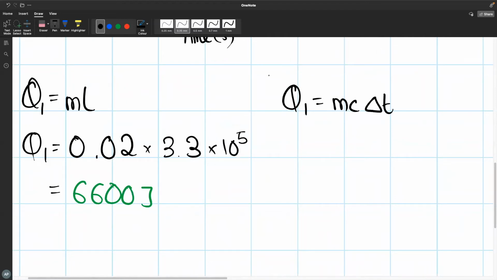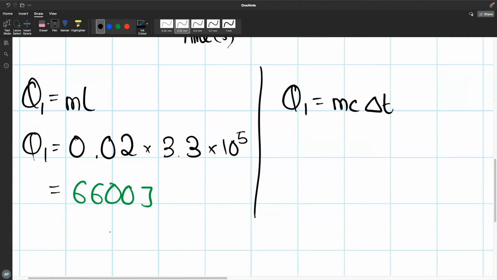Now this is another equation. There's a difference between these two, because this is for when there's a change of state. The one on the right and the one on the left is used when the substance is in a single state or in the same state. However, there is a change in temperature.